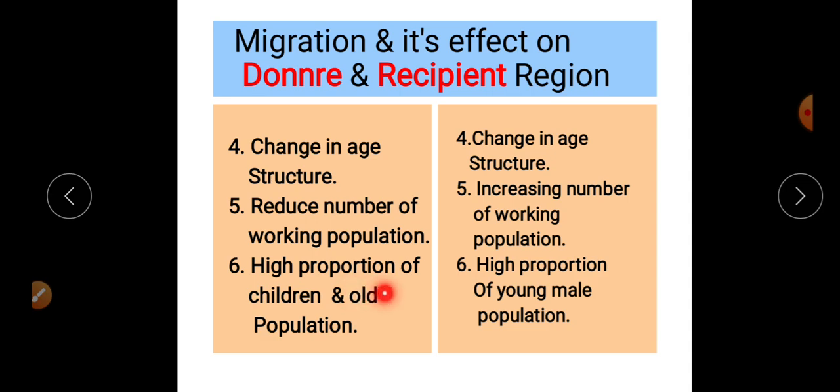Sixth, there is a high proportion of children and old population. In a donor region, we observe a high proportion of the children group and old age group. But in the recipient region, there is a high proportion of young male population.